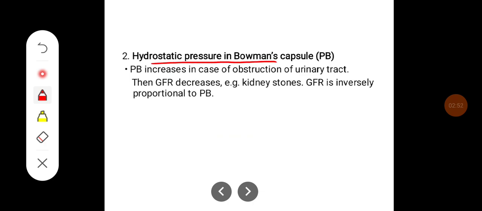Hydrostatic pressure in the Bowman's capsule. The hydrostatic pressure in the Bowman's capsule increases in case of obstruction of the urinary tract. Then the GFR decreases, for example, in kidney stones, and GFR is inversely proportional to the hydrostatic pressure.